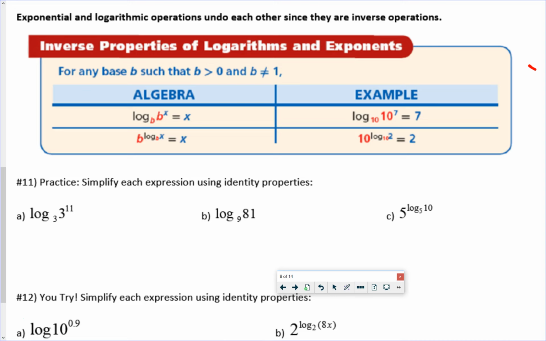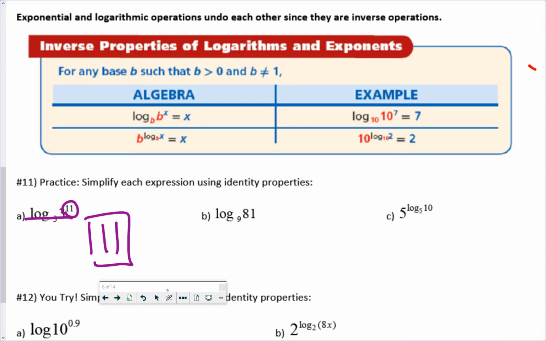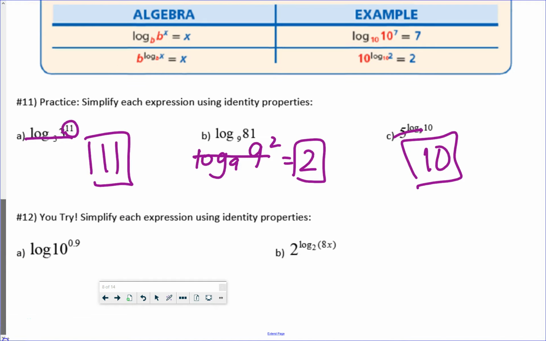All right, so look at A. Log base 3 of 3 to the power of 11. So guess what? Log 3 of 3 is gone. We're left with 11. All right, how about B? I don't see two bases there. Isn't that the same thing as log base 9 of 9 squared? So it equals 2? Yeah, that's why we're equaling 2. Magic. This last one, 5 to the log base 5 of 10. Just 10, because 5 log 5 matches up. Just 10 is left over. I told you you'd like these.